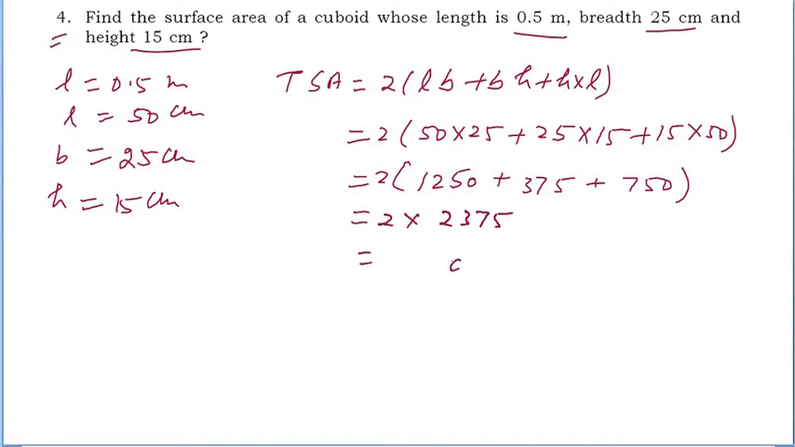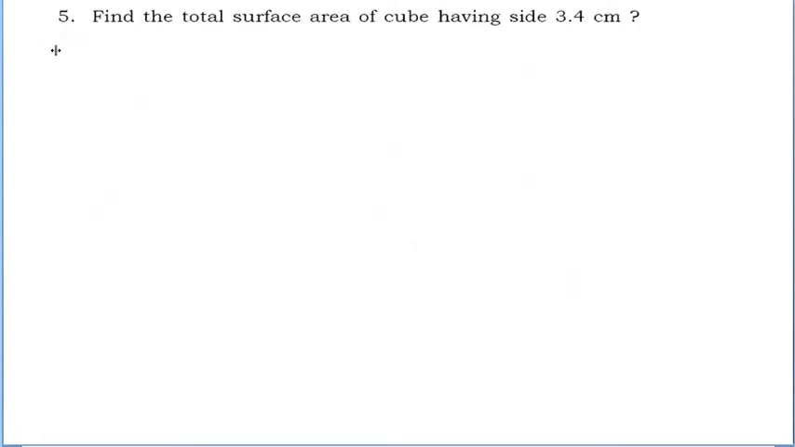So 2 5s are 10, 2 7s are 14 and 1 is 15, 2 3s are 6 and 1 is 7 and 2 2s are 4. So that is 4750 centimeter square. So that is your answer. So you have to write very well. Now come to the fifth question. Find the total surface area of a cube having the side 3.4 centimeters. So side, that means A is given as 3.4 centimeters.